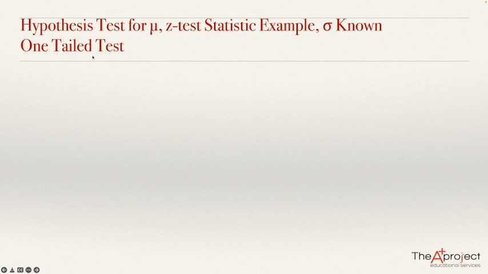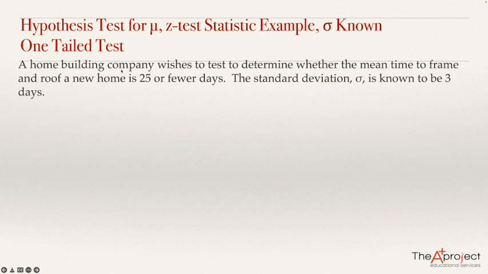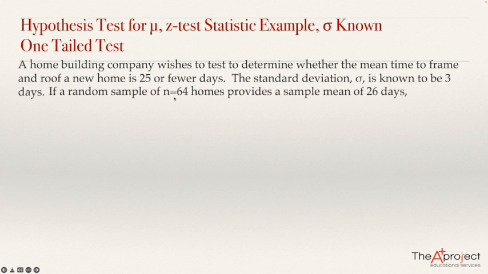So the example, if I read it again, is this. A home building company wishes to determine whether the mean time to frame and roof a new home is 25 or fewer days. We know the standard deviation. The standard deviation is known to be 3 days. If a random sample of n equals 64 homes, so now I'm taking the sample, provides a sample mean of 26 days, now I compute the sample mean, what conclusion should be reached? We need to choose an alpha. Let's choose alpha equals 0.1.